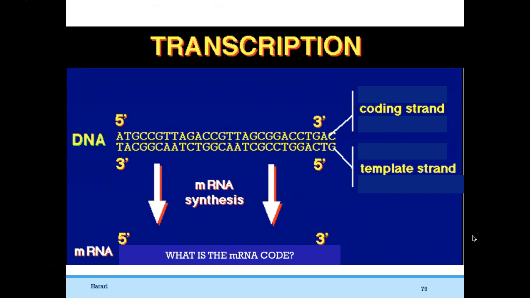So again, let's try to do this example. I'm telling you which one is the coding strand and which is the template strand. So I want you to tell me the mRNA code. Please pause here and figure that out. All right, so the answer is AUG, CCG, ... And of course, you have to write 5' and 3'.